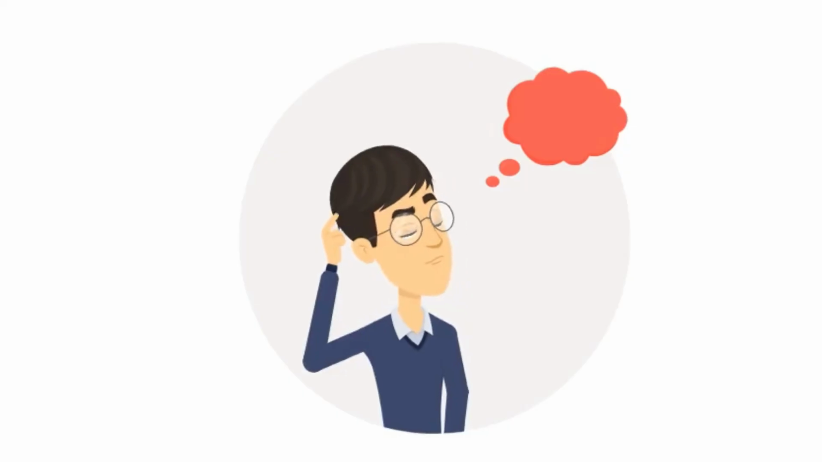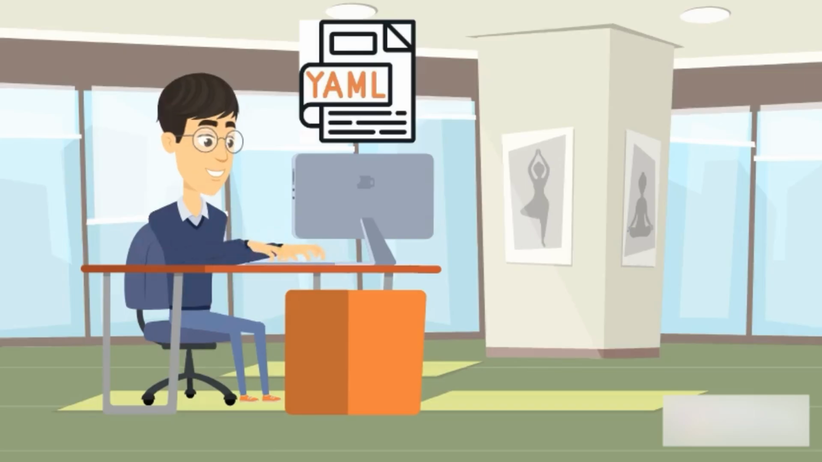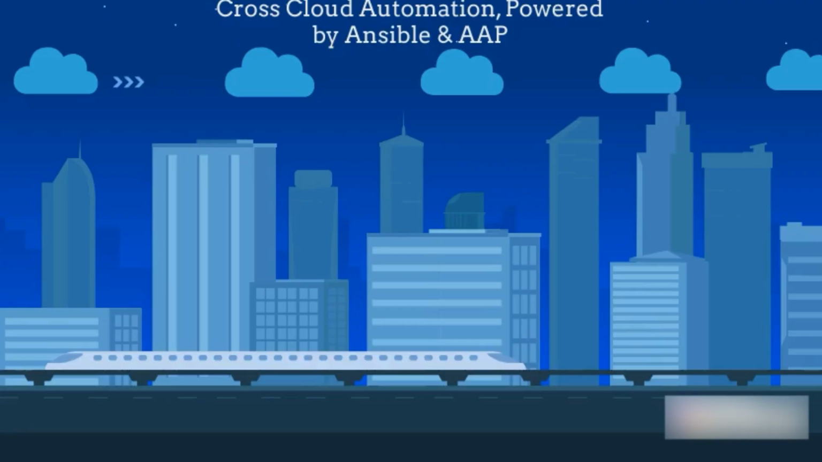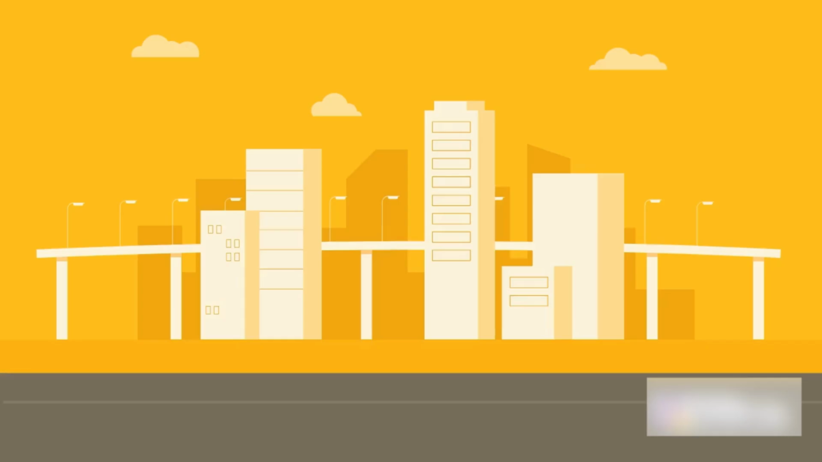You can picture it like this. It starts out with you automating tasks on your own. Then your team starts using shared playbooks and templates. And then eventually your entire organization is orchestrating workflows across different clouds and data centers, all powered by Ansible and AAP. The automation controller is the piece that helps manage that journey from individual scripts to enterprise-wide orchestration.